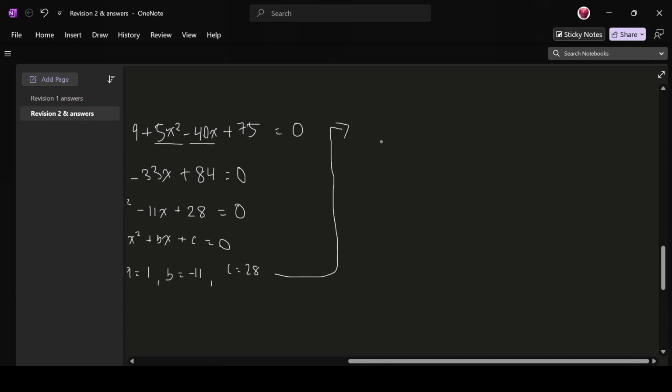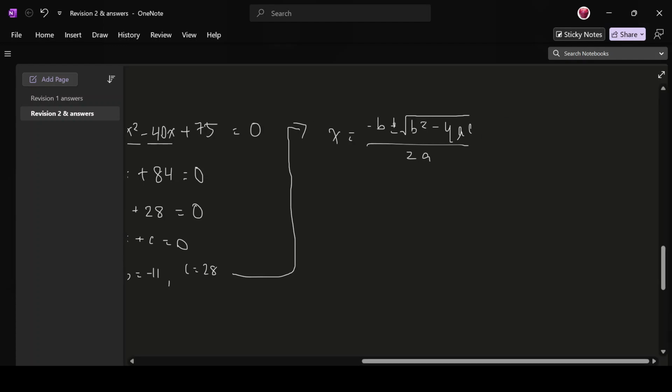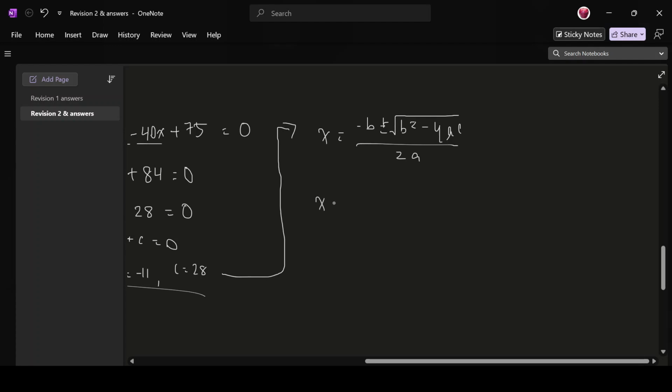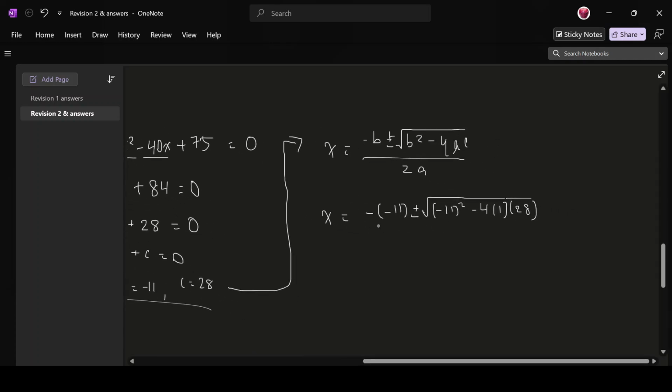Now, if you forgot what the quadratic formula is, which you shouldn't, you have to remember it, it is x is equal to negative b plus minus square root of b squared minus 4ac all over 2a. Yeah, we just input these values of a, b, and c to this formula right here. So x is equal to negative negative 11 plus minus square root of negative 11 squared minus 4 times 1 times 28, all over 2 times 1.